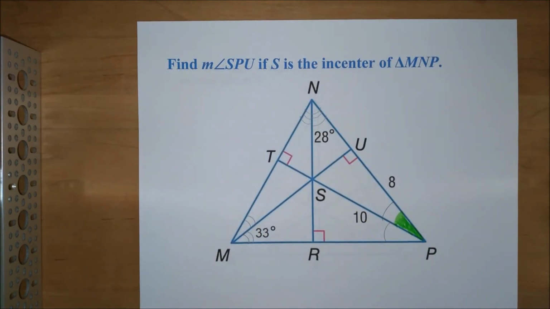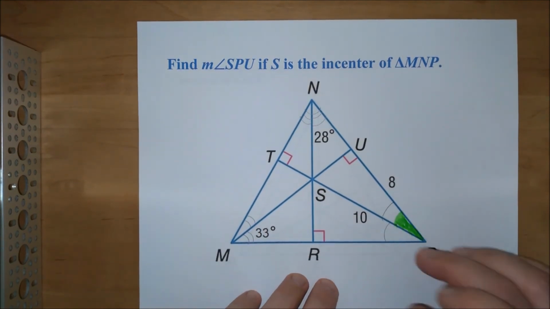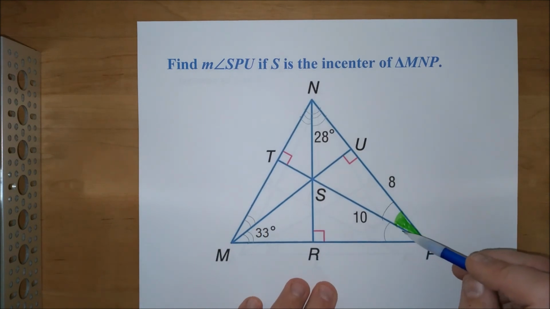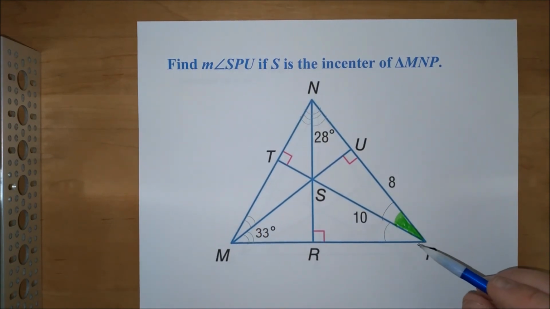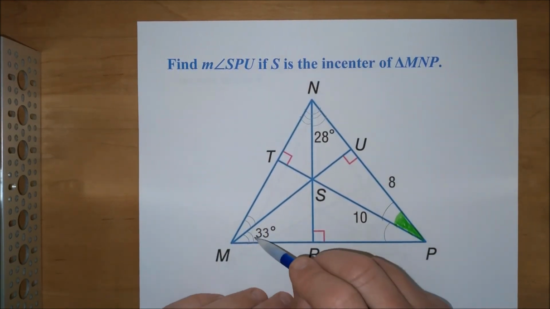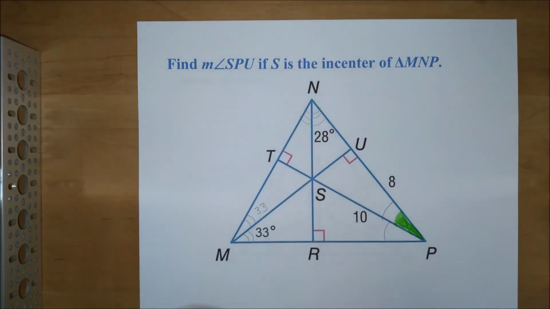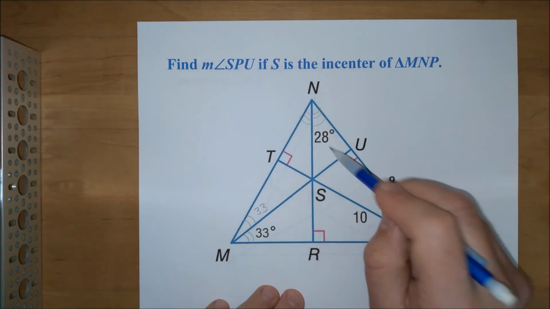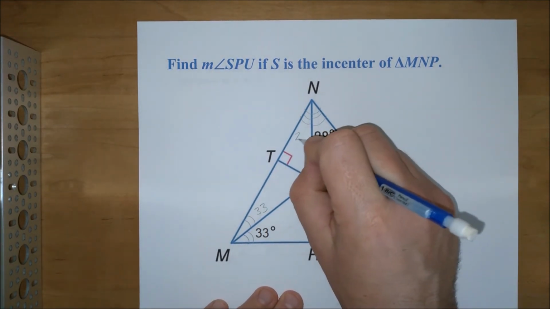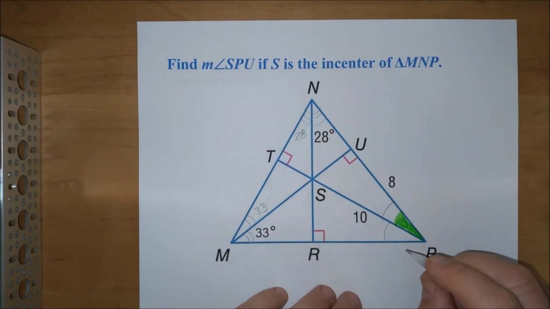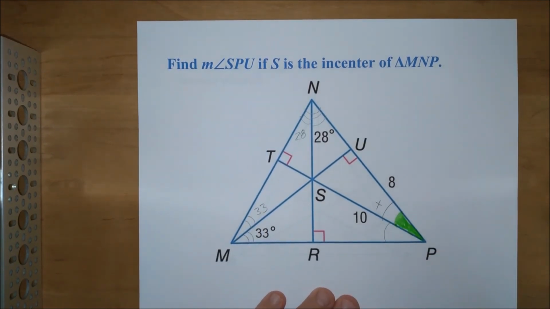So how does that help me find angle S? It doesn't look like I know anything about this angle. I don't know angle NPM. Otherwise, I just take half of it. But let's fill in what we do know. If these angles are congruent, and this one's 33, well, so is this guy. And if these angles are congruent, and this one's 28, well, so is this guy. And if these angles are congruent, and I don't know either one of them, and if one of them is X, so is the other one.